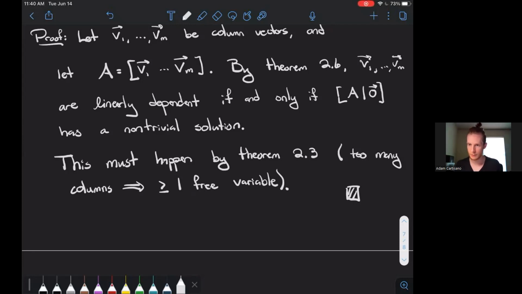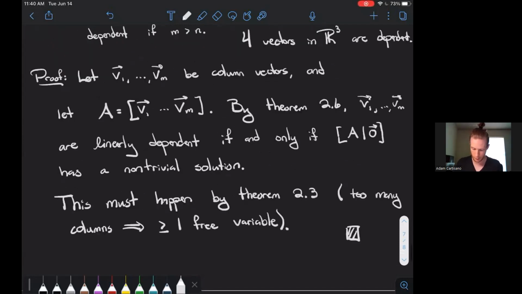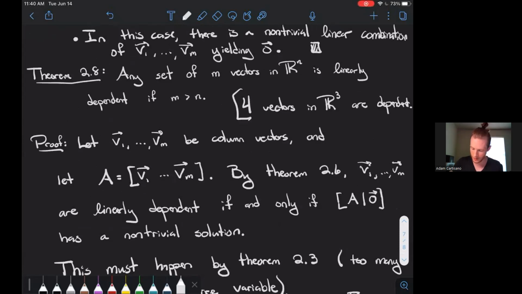I'm also not going to give an example. You want an example? I actually gave an example. Here you go. Any four vectors in R3 are dependent. There's an example. And that's it for this video as well.